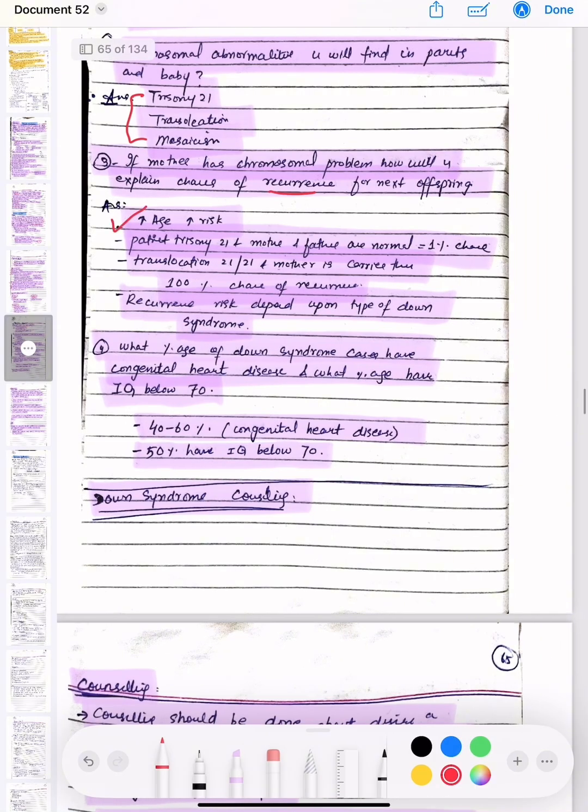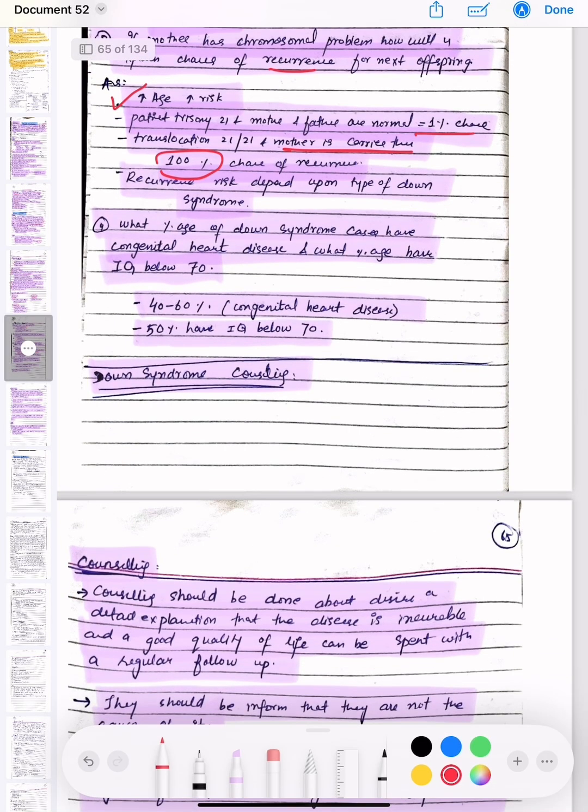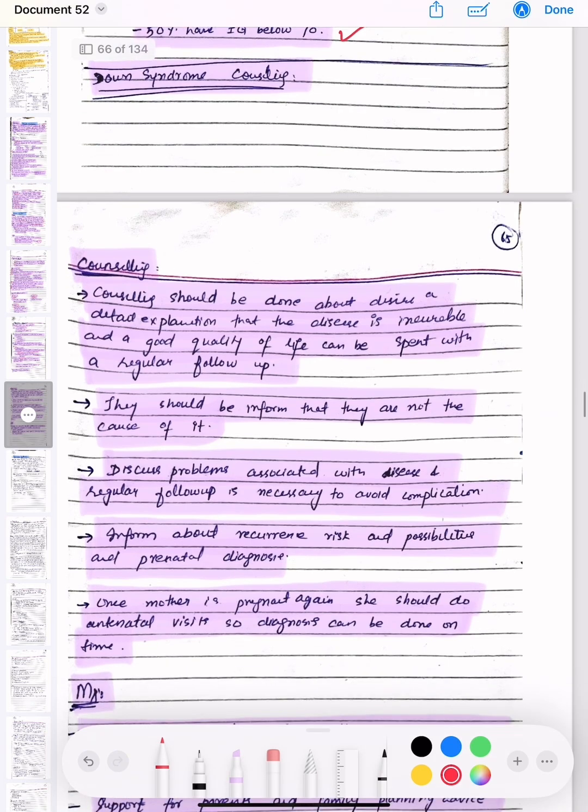So as age increases, risk increases. If the patient has trisomy 21 and the mother and father are normal, then there is a 1% chance. If it is translocation 21 by 21 and the mother is a carrier, then there is a 100% chance of recurrence. Recurrence risk depends upon the type of Down syndrome. Now, what percentage of Down syndrome has congenital heart disease? So it is 40 to 60%, and 50% of patients have decreased IQ level below 70.